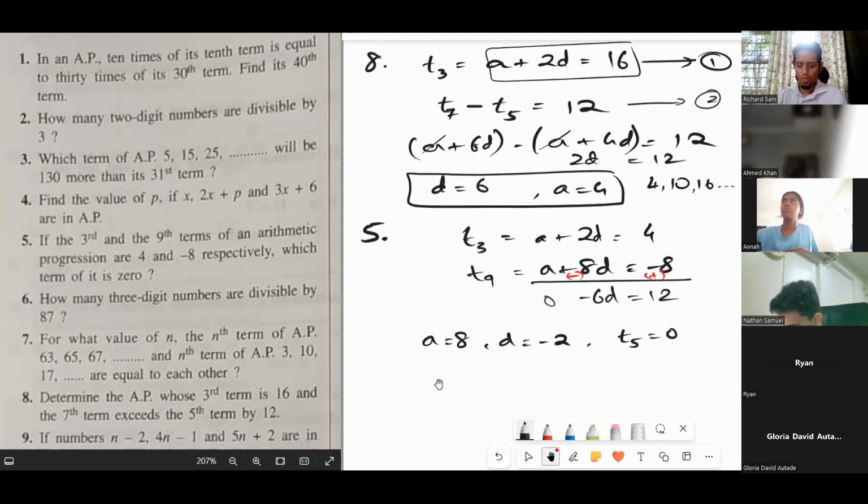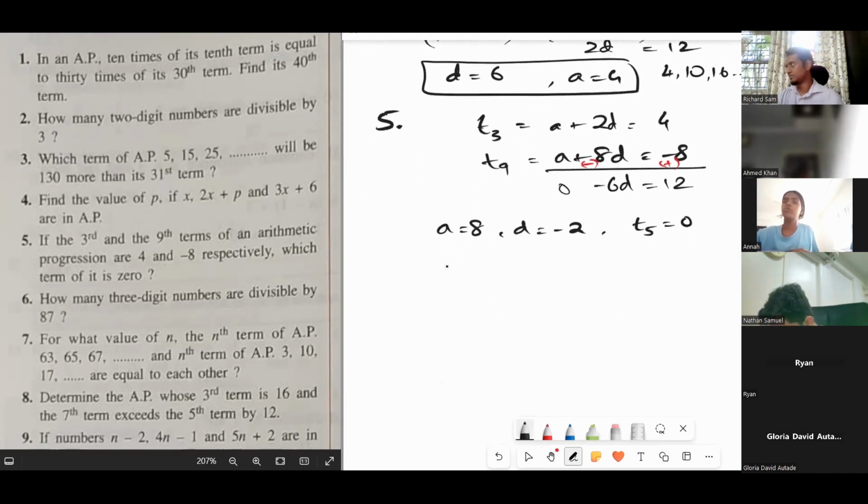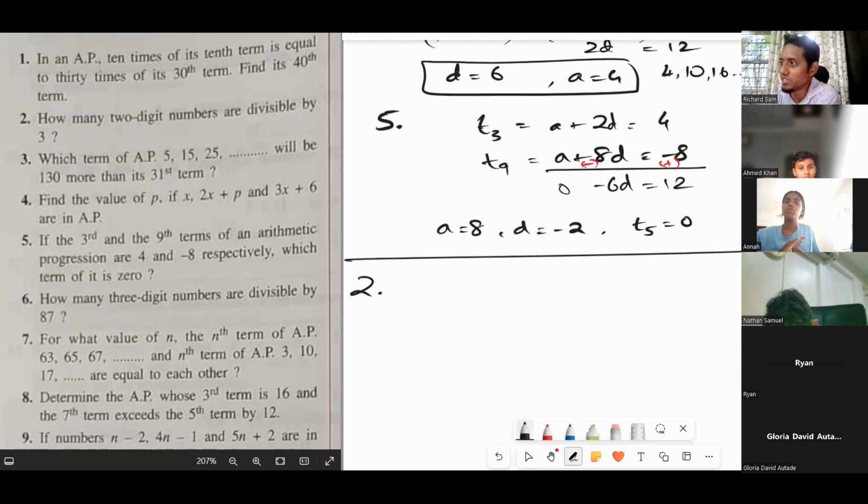Question 2. It looks like that type of question. How many two-digit numbers are divisible by 3? Okay, so what is the smallest two-digit number?